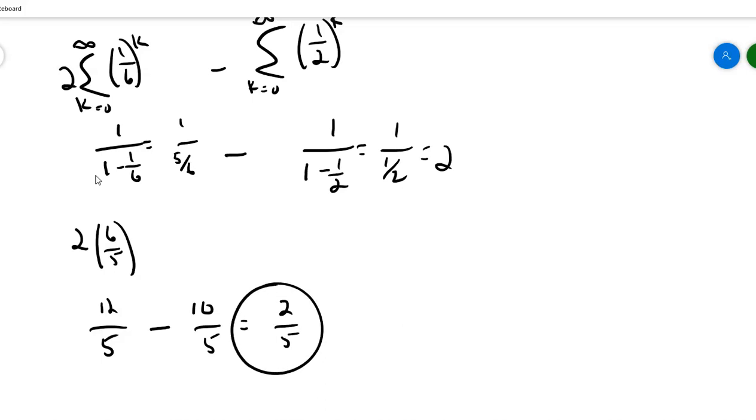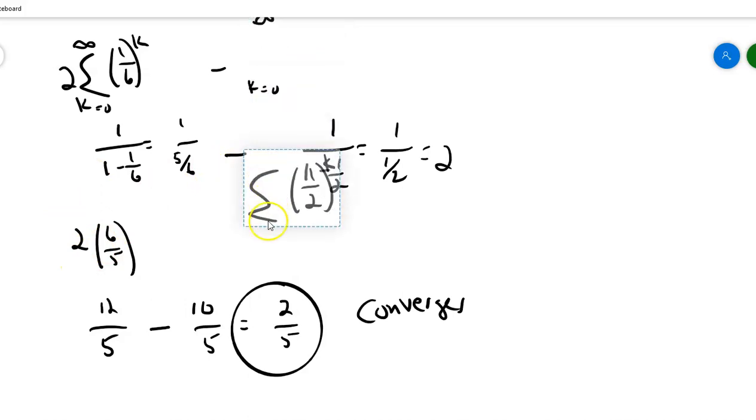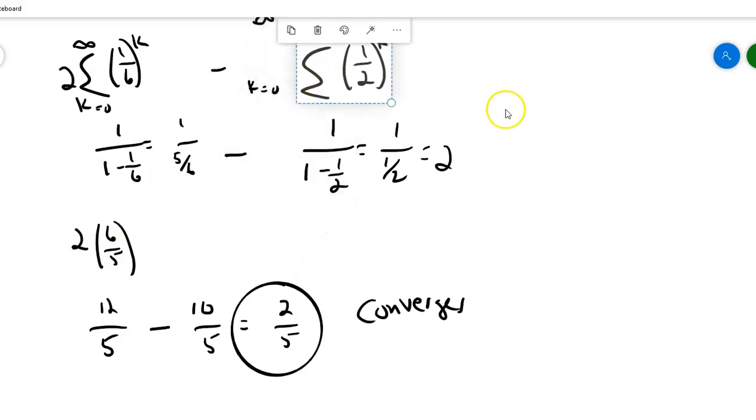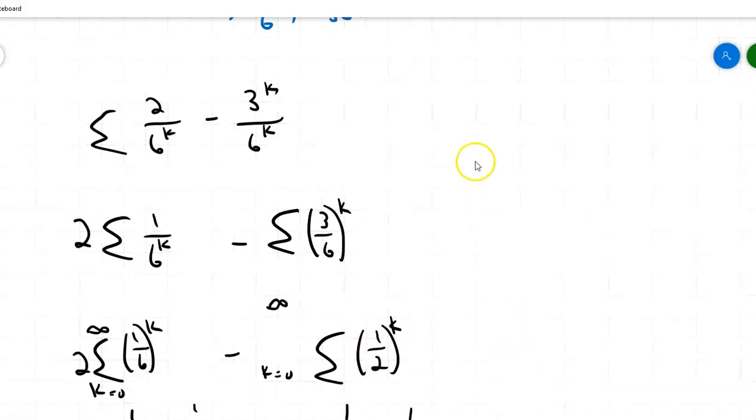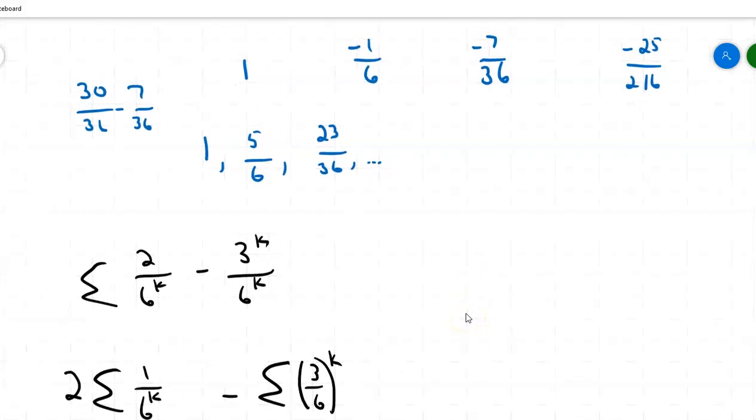I get 2/5. So that's what it converges to. It converges to 2/5. Now, if I went back to my original set of values up here, was this originally heading towards 2/5? Yeah, but it's going to take a while to get there, right?